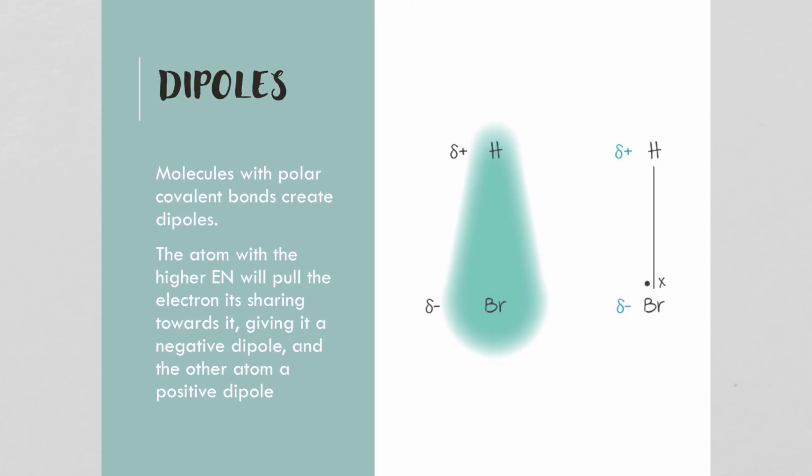So just a recap of dipoles. Molecules with polar covalent bonds create dipoles. And like I said before, the atom with the higher electronegativity will pull the electrons it's sharing towards it, giving it a negative dipole, and the other one a positive dipole. So that's illustrated here too. This one is showing the electron cloud is closer to bromine, but this is how you can draw it as well, that the 2 electrons are closer to itself than the hydrogen.